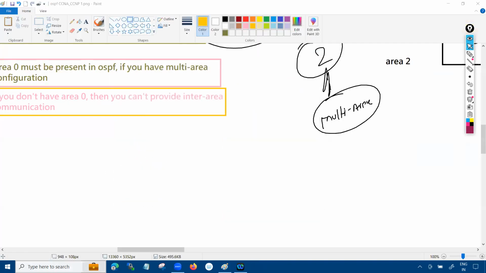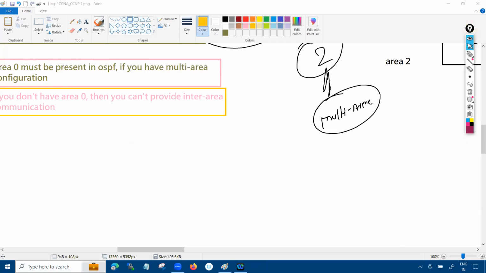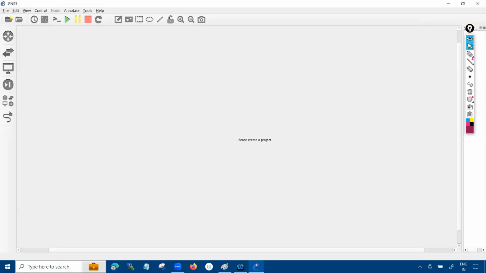Right. Let me restart the GNS. So router LSA and network LSA are only part of their own area. They will never travel between the areas.